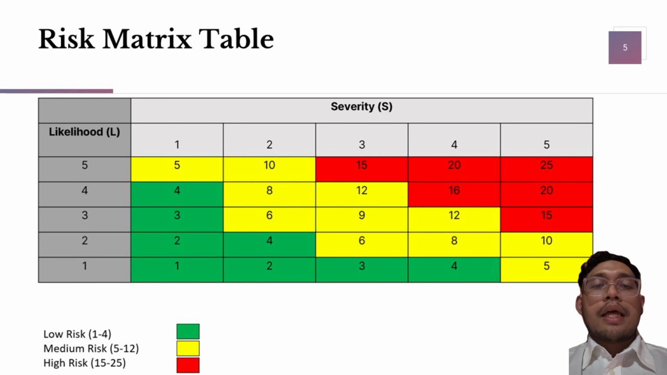In this table, the left side, represented by the y-axis, corresponds to the likelihood, while the upper section, denoted by the x-axis, pertains to the severity. In this case, with a likelihood rating of 5 and a severity of 3, the calculated risk value is 15, which results from multiplying the likelihood by the severity. Consequently, it can be inferred that the risk value is 15 and it is depicted in red, indicating a high level of risk.